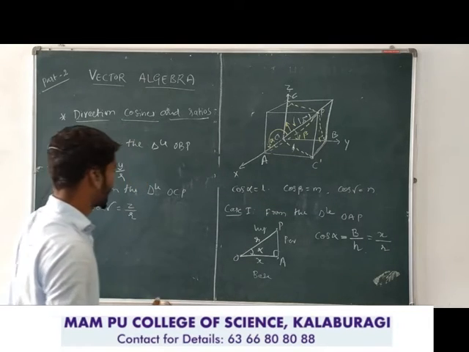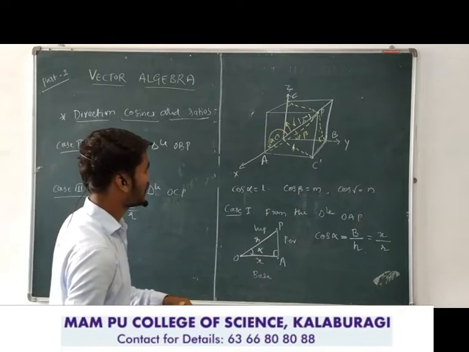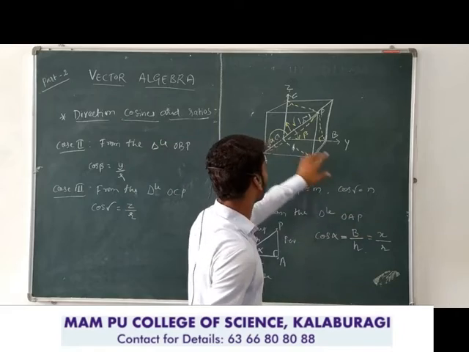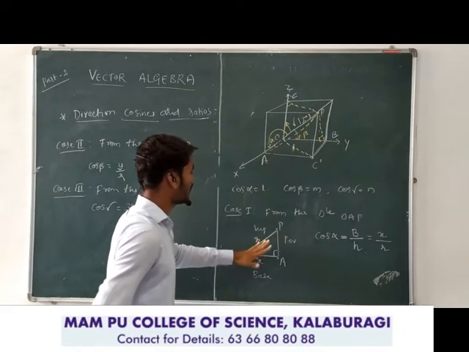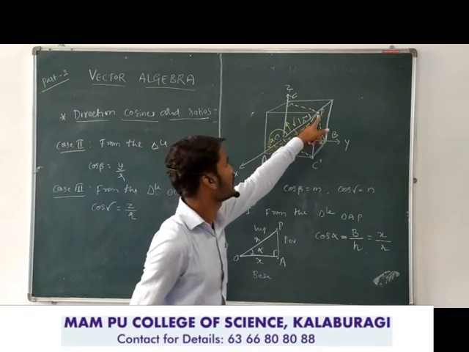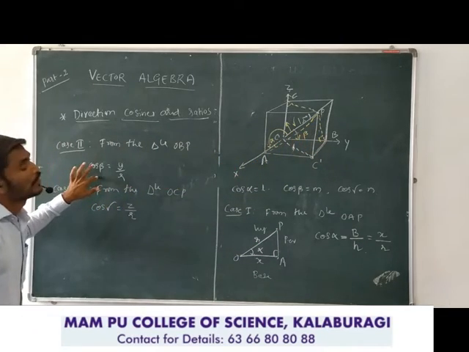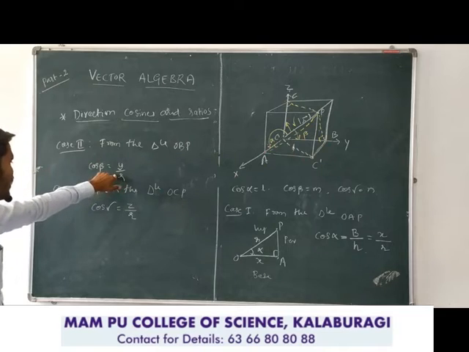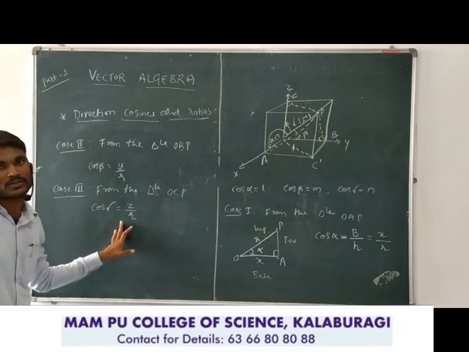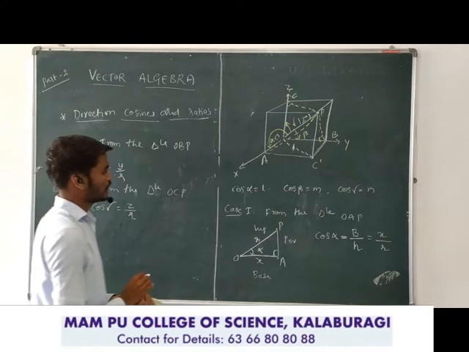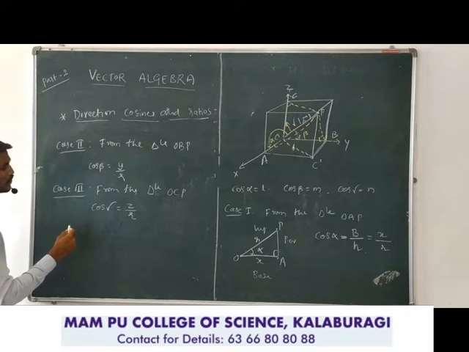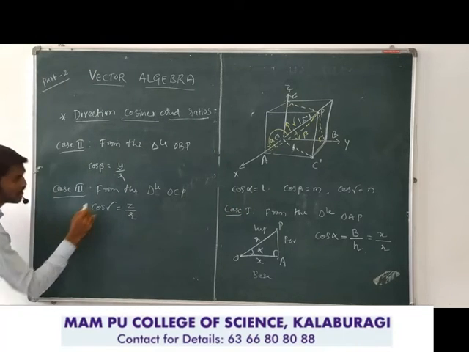So one more time I explain here. In case 1, from the triangle OAP, we are finding the cos alpha value. From the triangle in the second case, OBP, that is cos beta, we finally get y by r. And the third case, OCP, we get z by r. So we know the value of cos alpha. I'll take one more time: cos alpha is equal to L. So the cos alpha value is L.